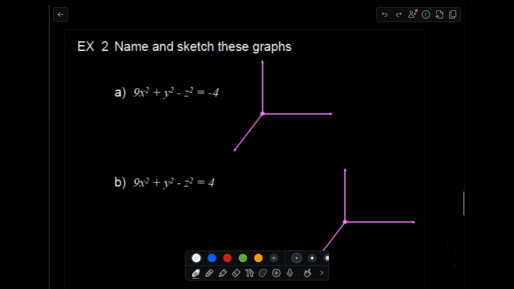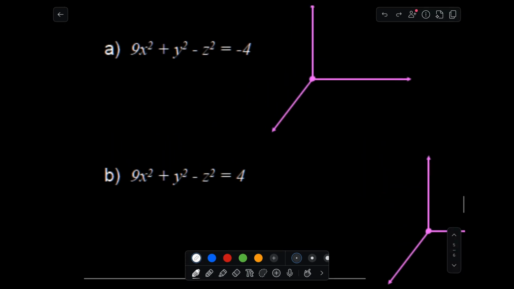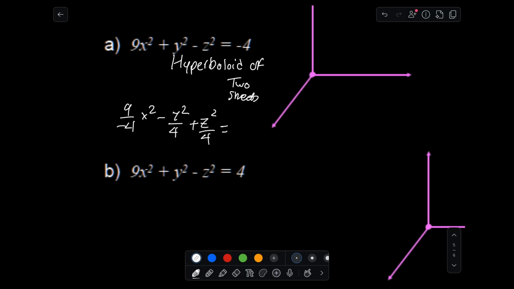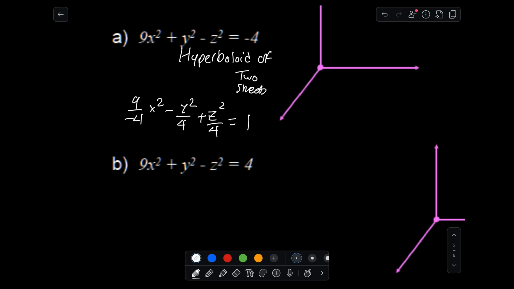So this right here is going to be a hyperboloid of 2 sheets. And we're going to solve for it equal to 1: 9 over negative 4 x squared minus y squared over 4 plus z squared over 4 equal to 1. And this is going to look kind of sketchy to graph out, but as long as you know what you're doing, it shouldn't be that bad.